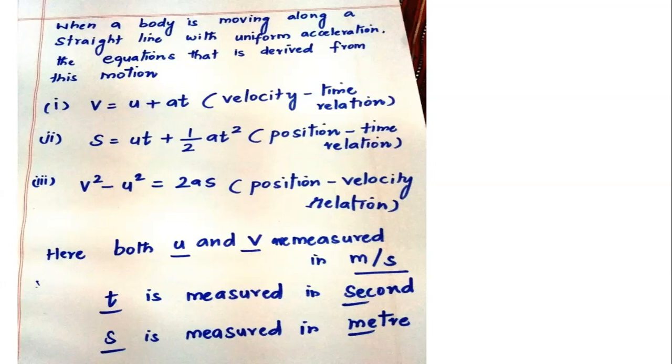Here you can see that both the initial and final velocity are measured in meter per second, t is measured in seconds, and s is measured in meter. So all these three equations we will be using in the numericals, right? So please write all these three equations, derive them and make it thorough, children, so that when I explain the graphical representation, it is easy for you to relate and follow. Okay, thank you, children.